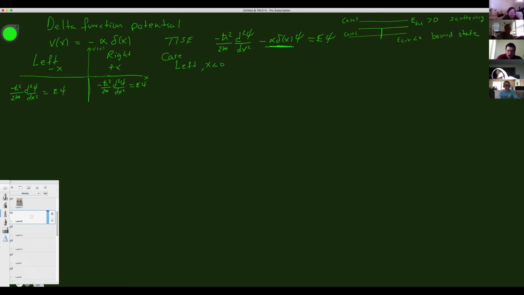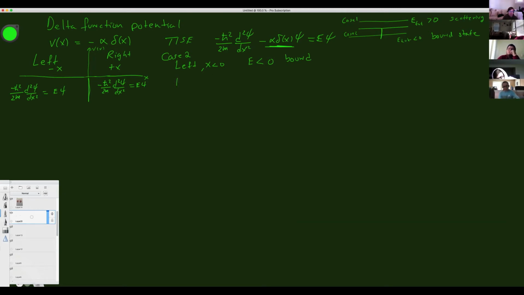Yeah, I think I'm looking at the bound state first. So let's look at that bound state first. We're going to look at case 2. Okay, so we have E less than 0. So it's bound. That's what we're going to do first, and we're doing the left side. So let's write out the left side now.